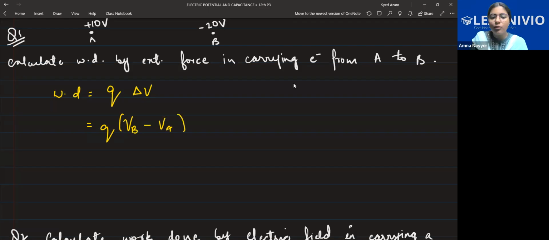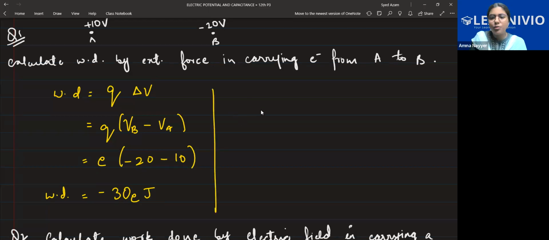Now, since it's an electron, we'll write the electronic charge, which is e. VB is minus 20, minus VA is 10. So this becomes minus 30 e. This is the work done, this many joules. If you want, you should write it as minus 30 into 1.6 into 10 to the power minus 19. So this many joules you will get.